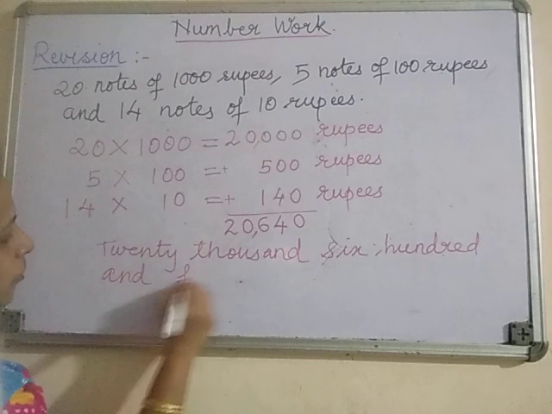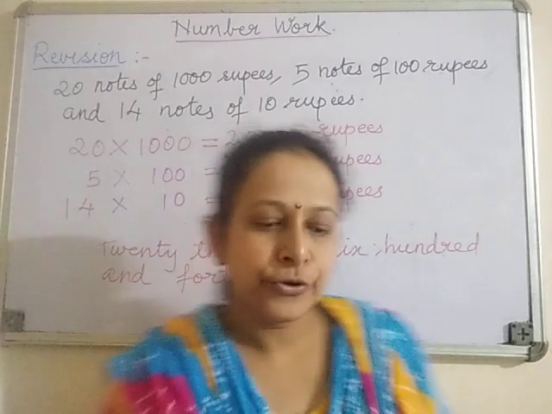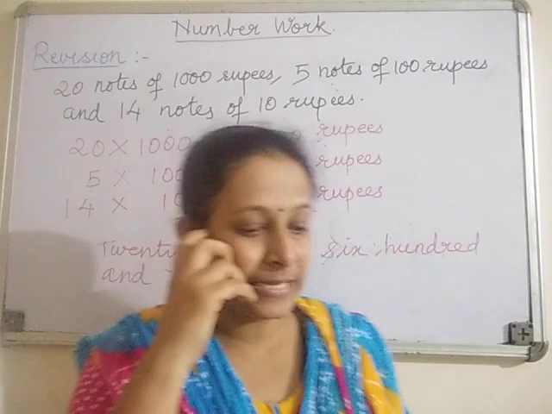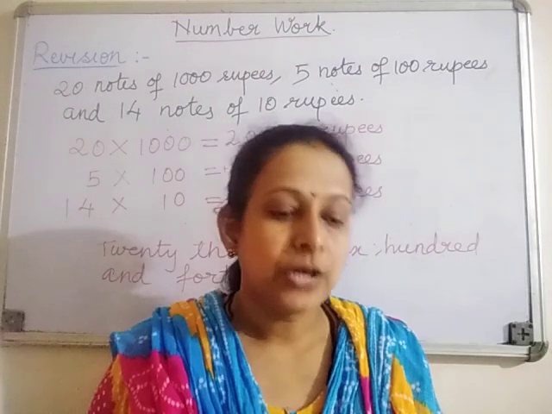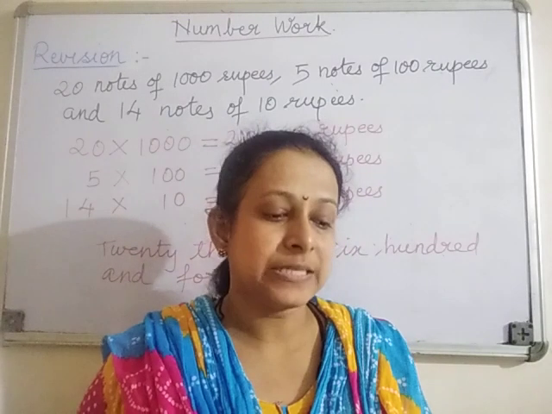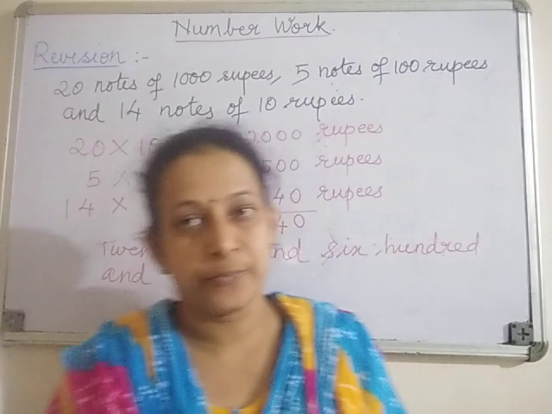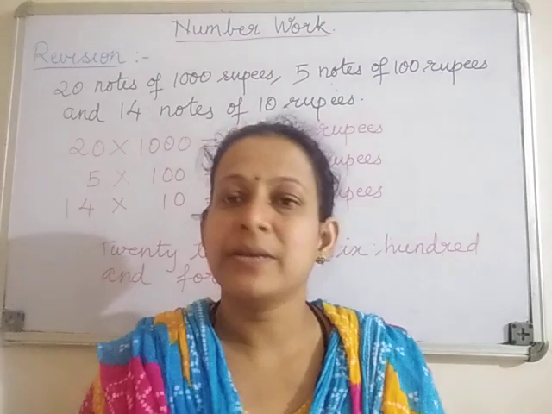Right? 40. Okay, so this is the first one. For you, you have to do the second one. That is 15 notes of 1000 rupees, 12 notes of 100 rupees, 8 notes of 10 rupees and 5 coins of 1 rupee. Okay. Coins also very easy. 5 multiplied by 1 becomes 5 rupees.